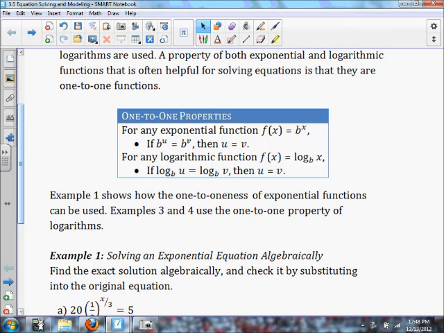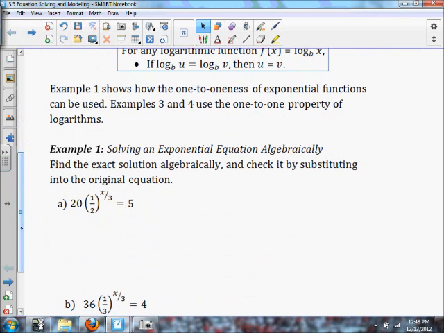That tells you it's one-to-one. So for any exponential function, if b to the u equals b to the v, then u equals v. So if they have the same base, the exponents are going to be the same. And if log of u to the base b and log of v to the base b are equal, then u and v will also be the same.